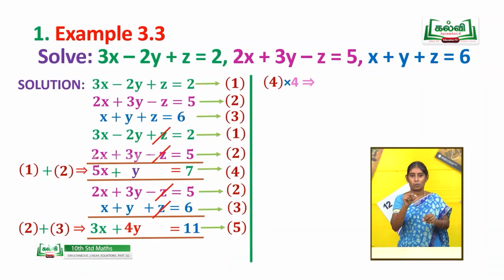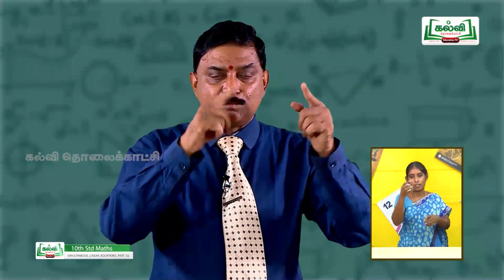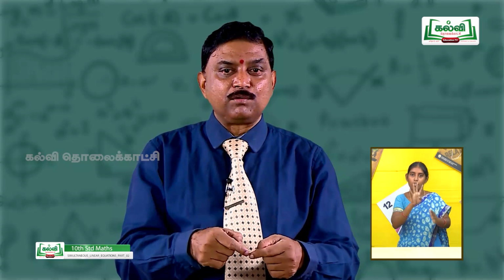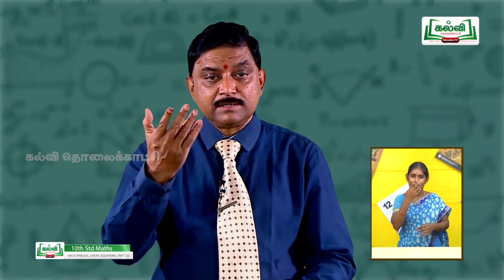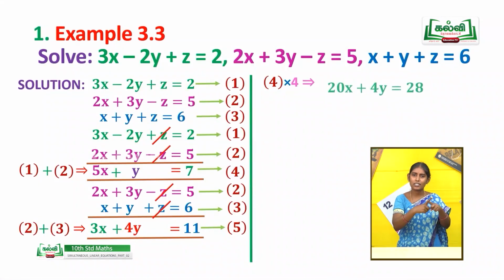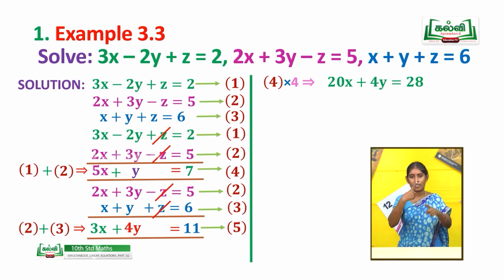So we have to multiply equation 4 by 4. So I mention here, fourth equation multiplied by 4, that you have to write. What would happen after multiplying? Let us see. 5x is there. If you multiply it by 4, what will you get? 20x. Then 1y, 4 into y is 4y. After the equal sign, what is the number you are seeing? 7. Multiply it by 4. So 7 into 4, 28.